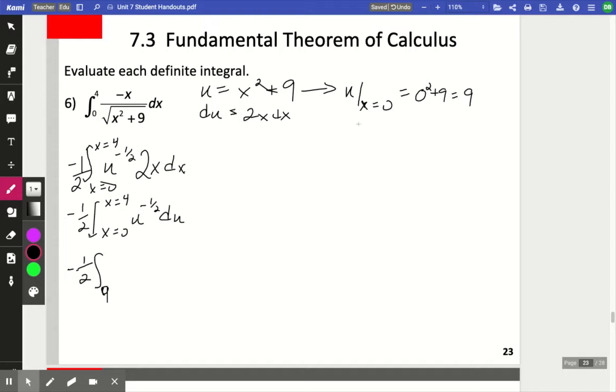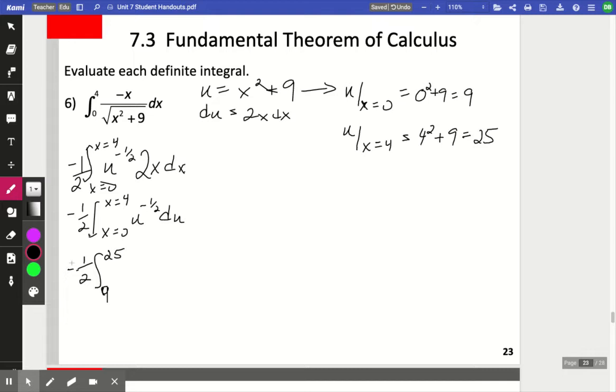What about the upper limit? What is u when x equals 4? So 4 squared plus 9, so 16 plus 9 is 25. That means the upper limit becomes 25.